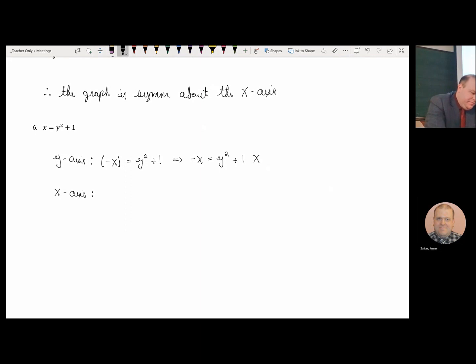x-axis. Replace y with negative y. Well, that is the same.